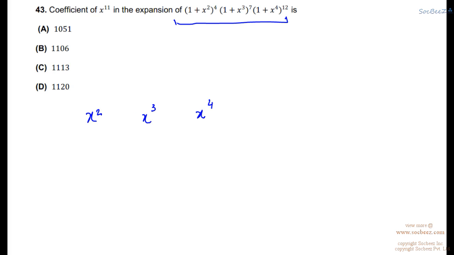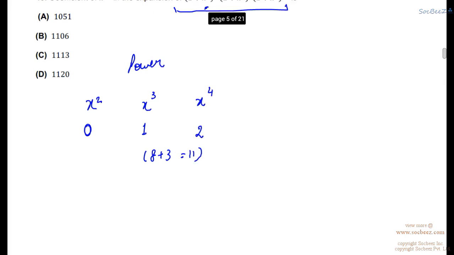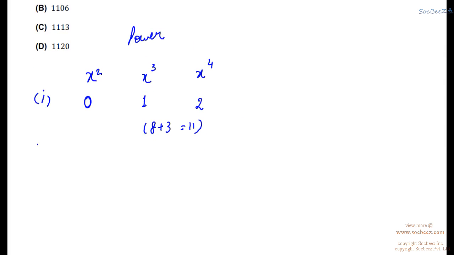So if the power of x square is 0, and the power of x cube is 1, now the power of x raised to the power 4 should be 2, so that in this case it is 4 into 2, that is 8. 8 plus 3 equals 11. Okay, so this is the first case, let's see the other case.